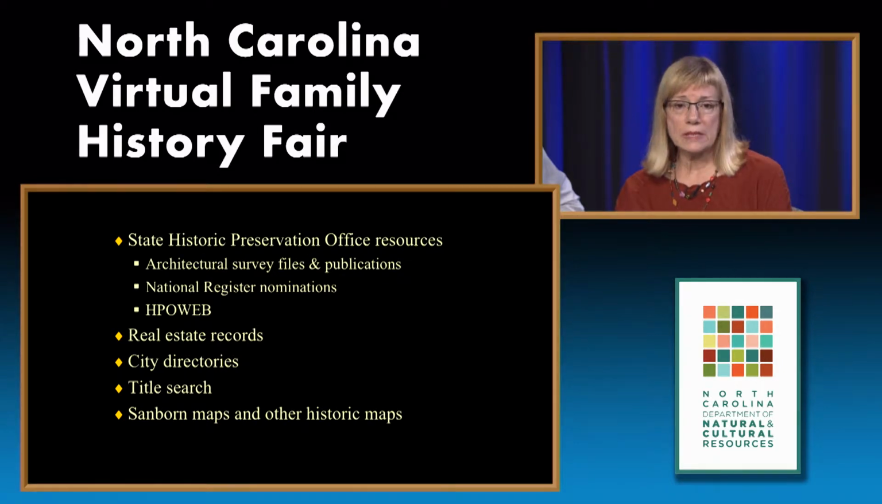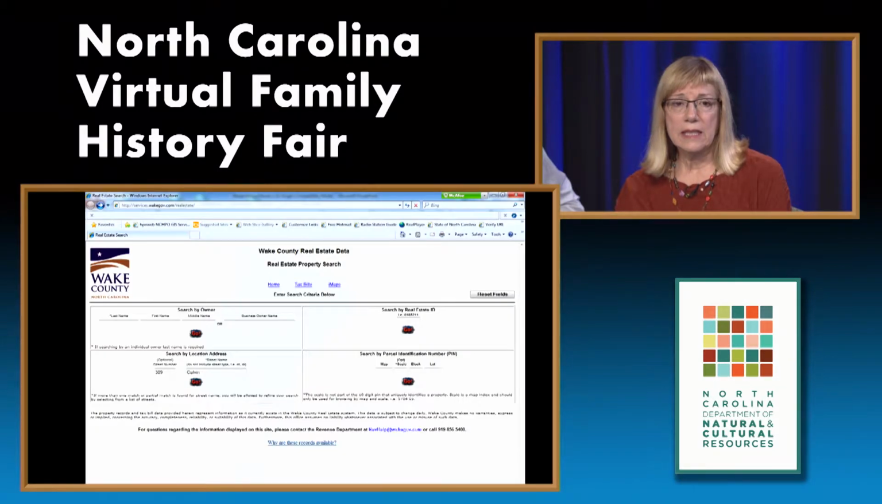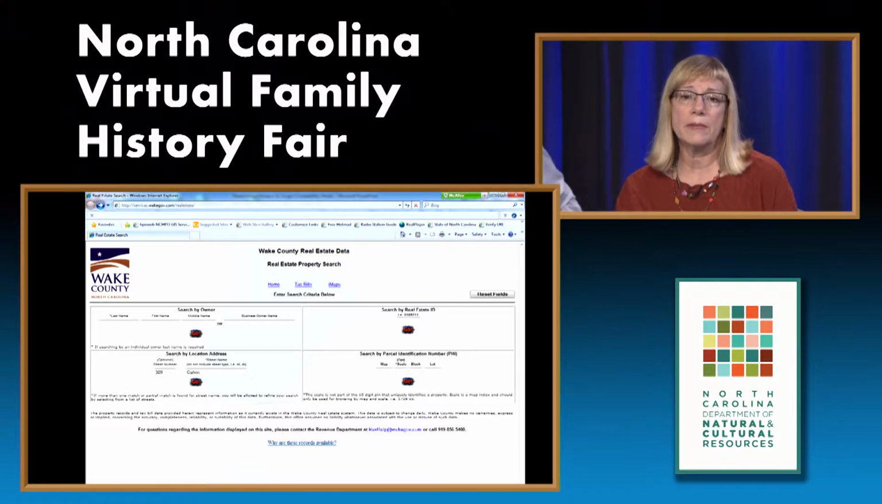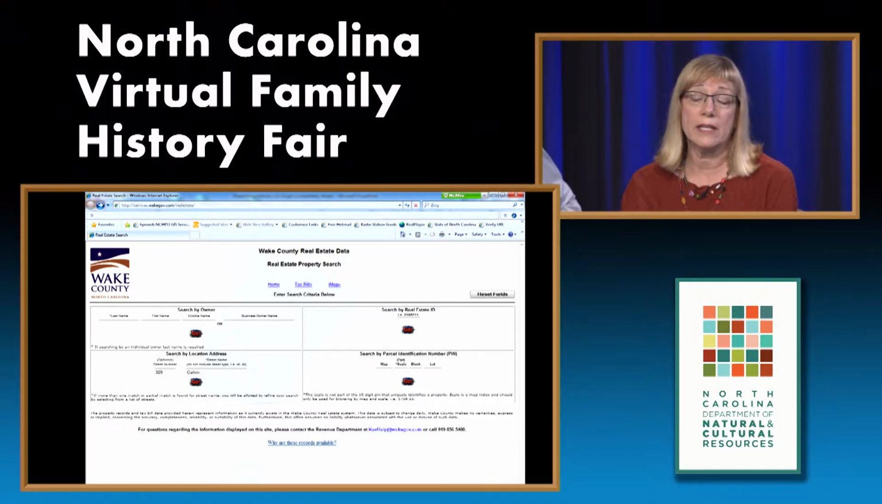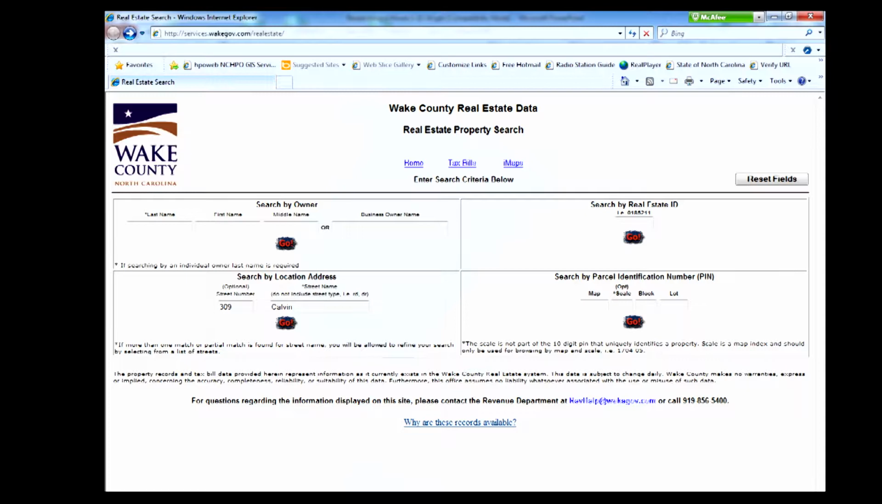So I'm going to start with real estate records. And in most counties, they're online. The information in some counties' records is rather limited, but in the larger counties, such as Wake County, there's really quite a bit of data. So what I would do is go to my browser and search on Wake County real estate records. And probably the first thing that would come up in the list of sites is the one that takes you to the county's actual website. Click on that and you'll go to this Wake County real estate data site.